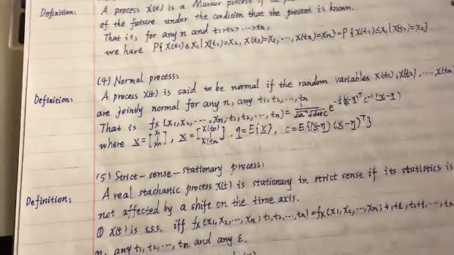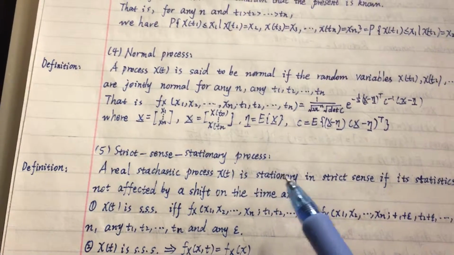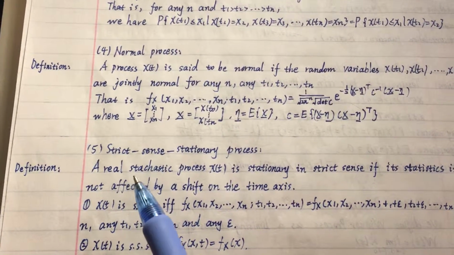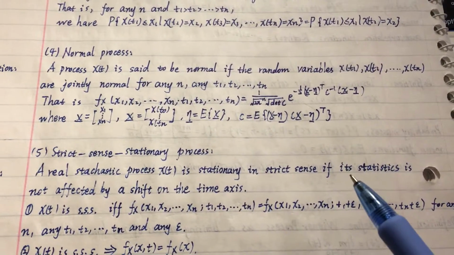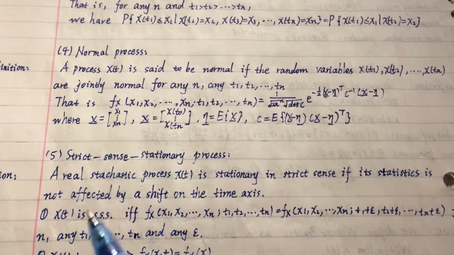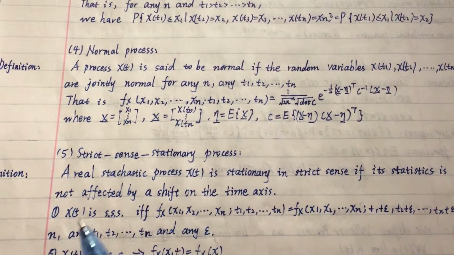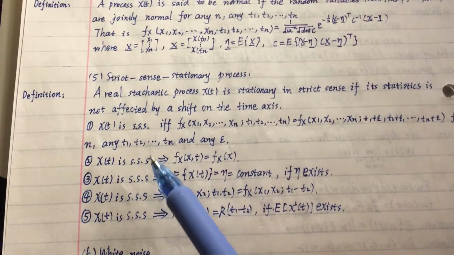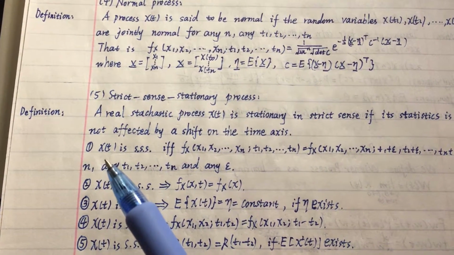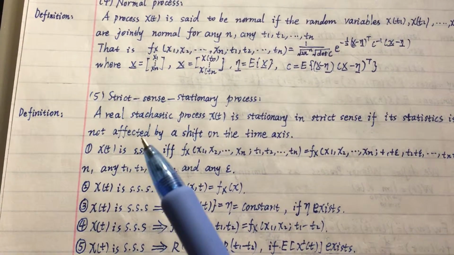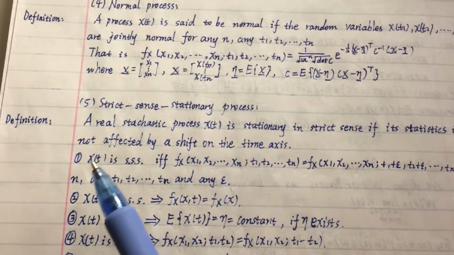So let's begin the fifth problem, which is strict sense stationary process, and the definition of that is a real stochastic process x(t) is stationary in the strict sense if its statistics is not affected by a shift on the time axis. And so there are 5 methods to decide whether the process is a strict sense stationary process.